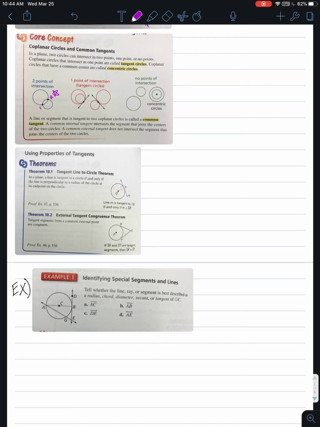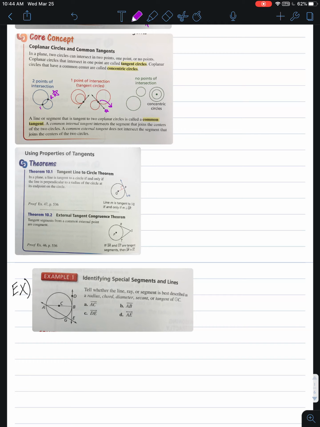So you would see that there's a point of tangency. There's a tangent line that goes through there. That's this line right here. It's a tangent line. And the point of tangency is going to be this little point right there. So that would be 1 point of intersection. And they're also called tangent circles sometimes.